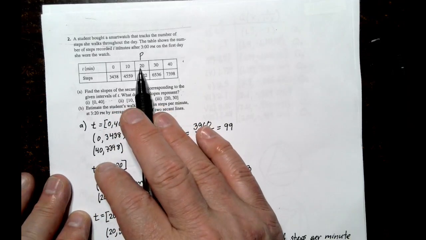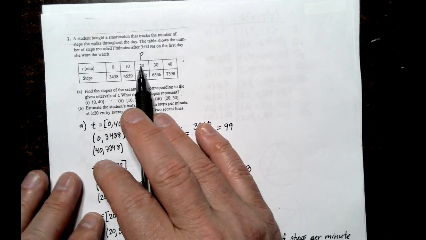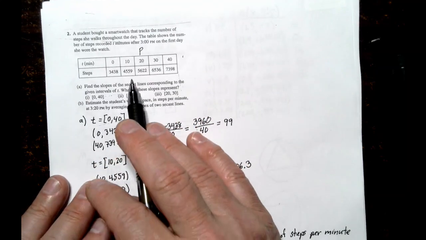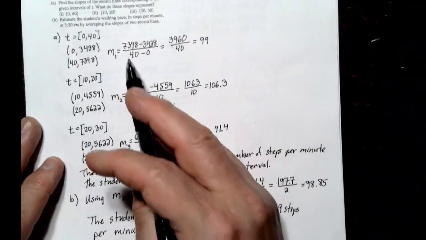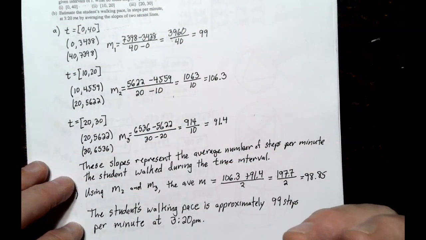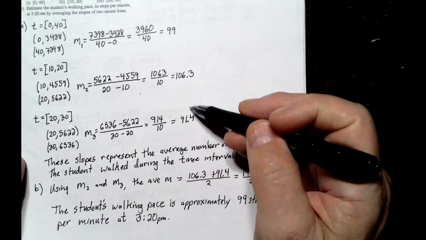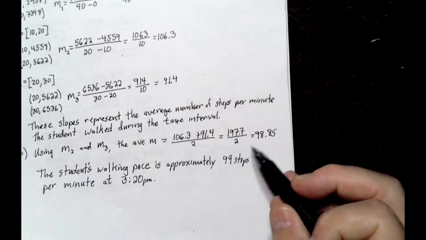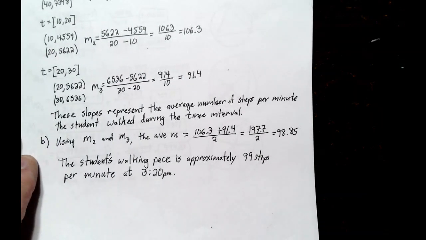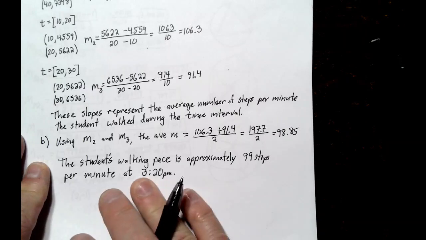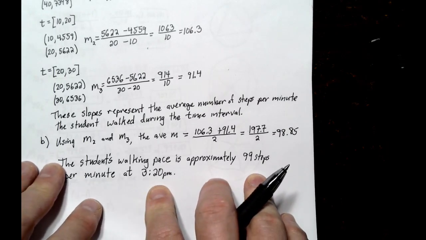So they want to know what's happening, how many steps you're taking on average at the 3 hour and 20 minute mark. And so you've got, this is your P, and these other 4 are your Q's. And it's just a matter of doing the slope formula with each one. Again, if you take the average of the numbers that are on either side, 10, 20 with 20, 30, you get 98.95, so approximately 99 is a good guess for your slope. And that's the approximate walking pace at 20 minutes after 3.